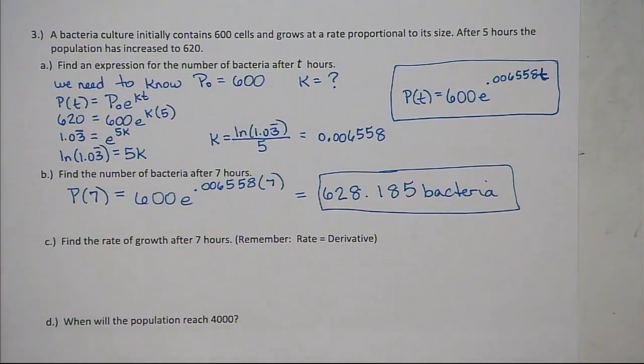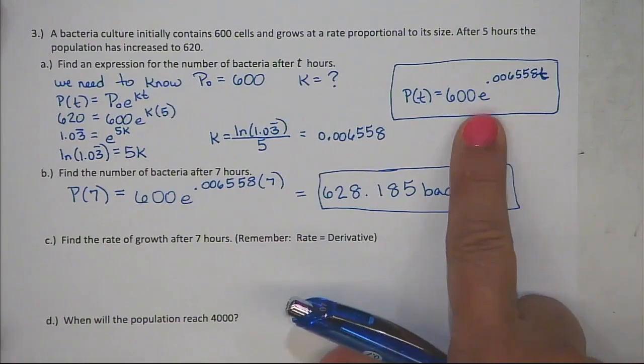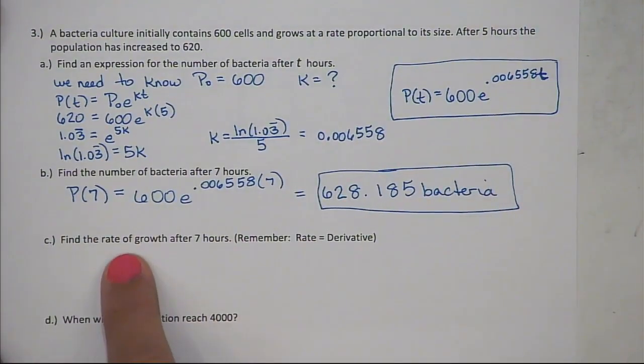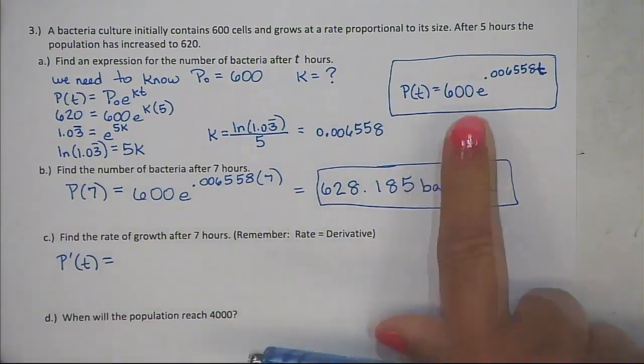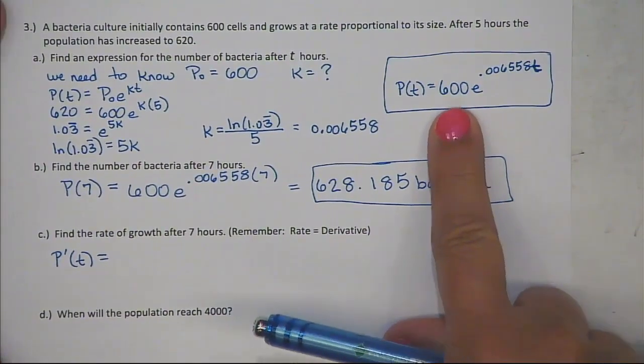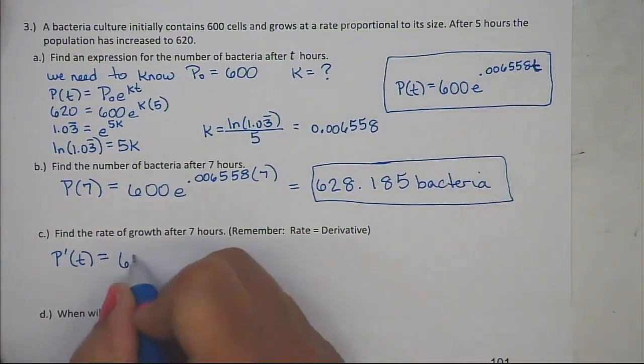All right, part C is the only new part. Find the rate of growth, which is a derivative. So let's think about the derivative of an exponential function. Here's your function. How would you find the derivative of that? Because that's what a rate of growth is for part C. So I'm going to do P prime of t. We're looking at the derivative of this. 600 is a constant, right? It stays out front, so leave the 600 there.